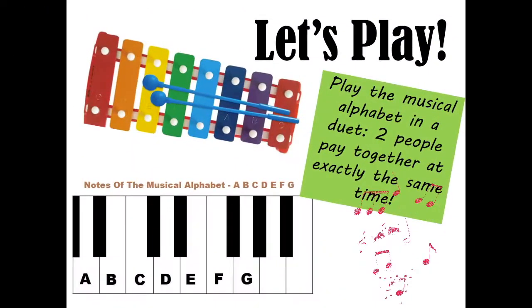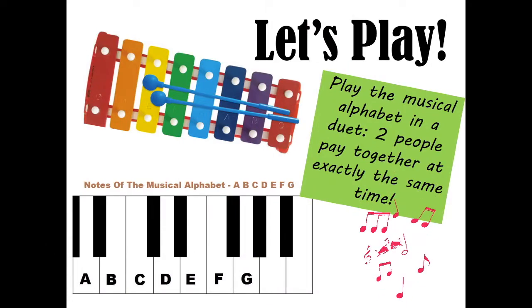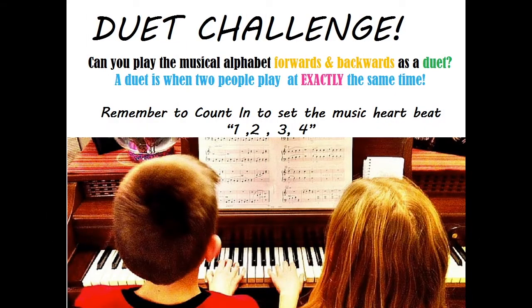So you've seen me play it. It's your turn to play it. So what you're going to do is play the musical alphabet in a duet. That means two people play together at exactly the same time. It's more challenging than playing it by yourself. So in your duet challenge, you're going to see if you can play the musical alphabet forwards, A, B, C, D, E, F, G, and then backwards, G, F, E, D, C, B, A.